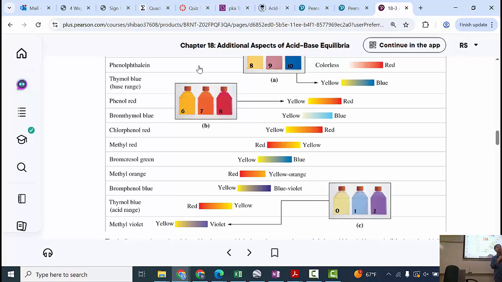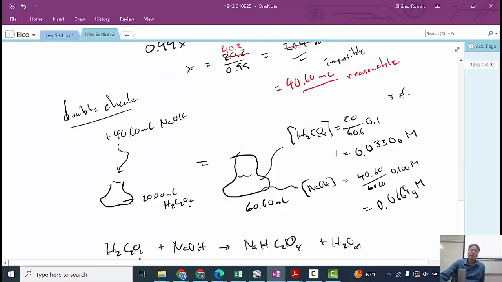Oh, actually, what was our first equivalence point? Actually, I didn't calculate it, did I? Or did I calculate it? I didn't calculate it. Did anybody calculate it?